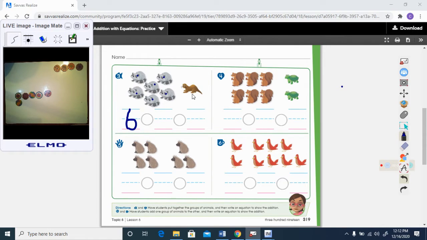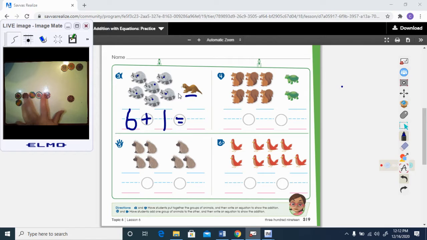And we have 1 fox. And I want to know how many animals in all. So I am putting a plus sign. And I'm going to put an equal sign. And did I bring my counter down yet for this fox? No, I did not. So I need to bring down 1 counter for the fox. And I'm going to use my counters to figure out what 6 plus 1 is.